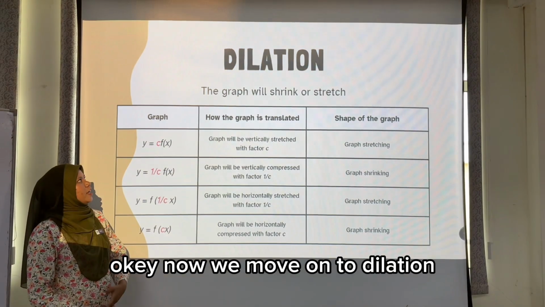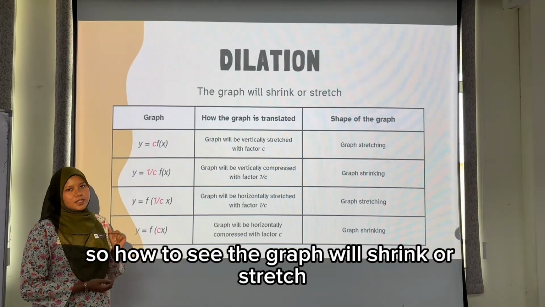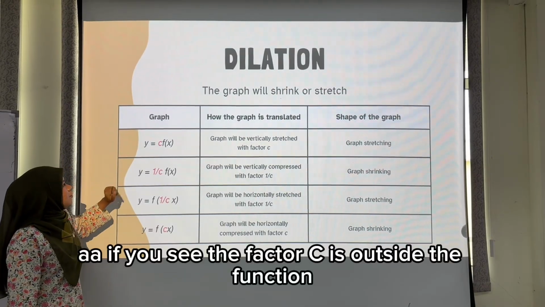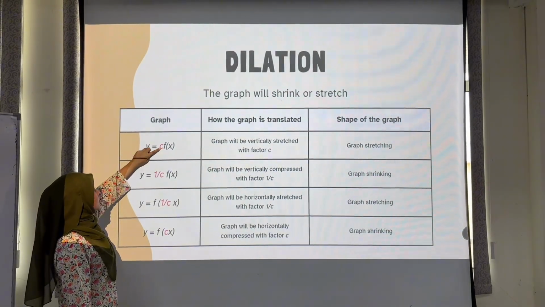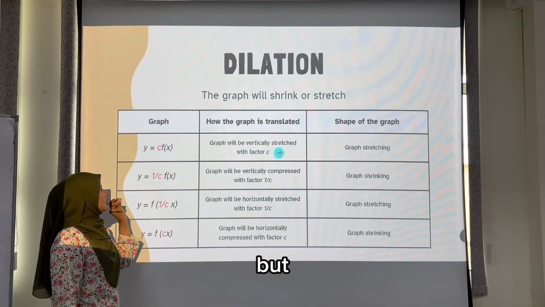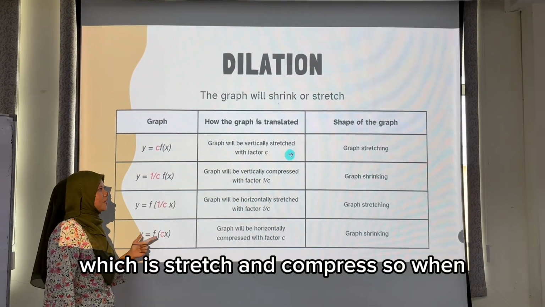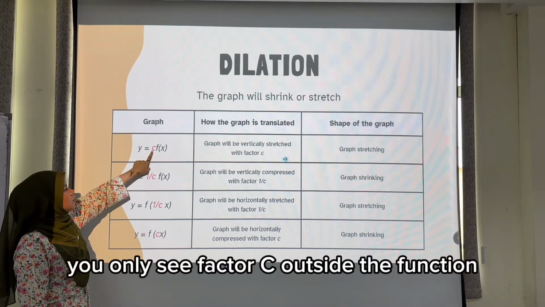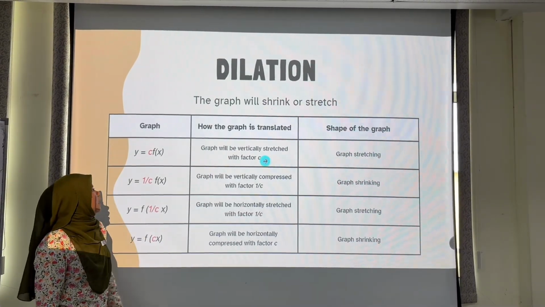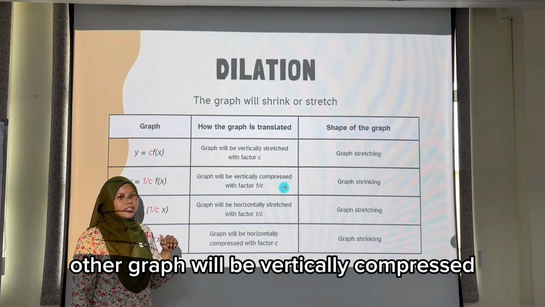Okay, now we move on to dilation, where the graph will shrink or stretch. How do we see whether the graph will shrink or stretch? Basically, we refer to the function. If the factor c is outside the function, the graph will be vertical, but there are two conditions, stretch and compress. When you see only factor c outside the function, the graph will be vertically stretched. If you see 1 over c outside the function, the graph will be vertically compressed.